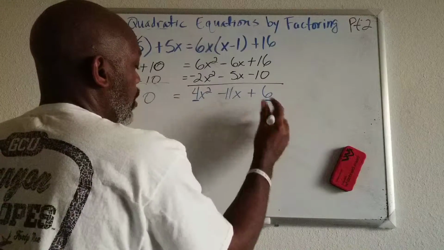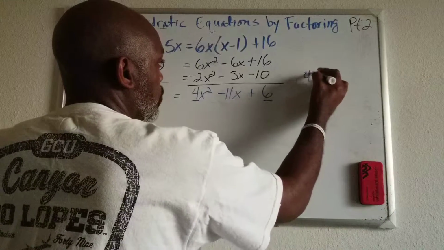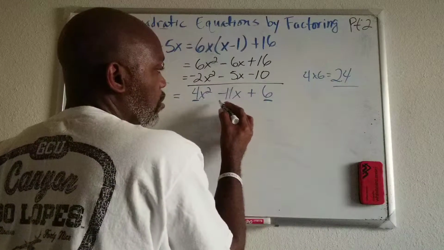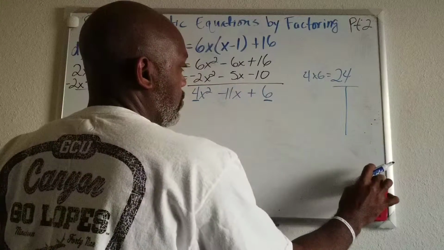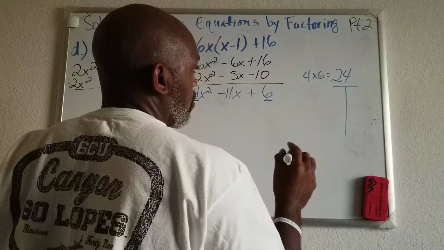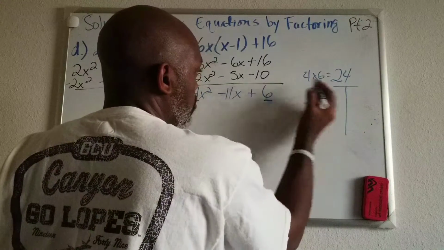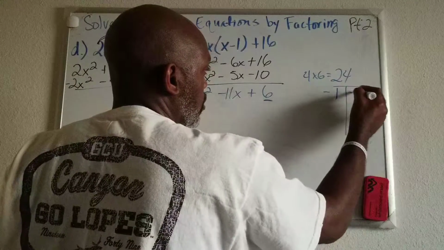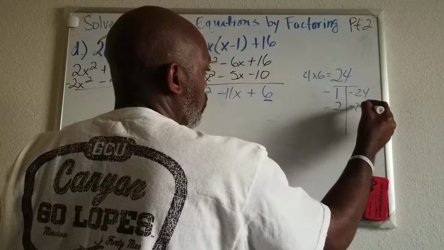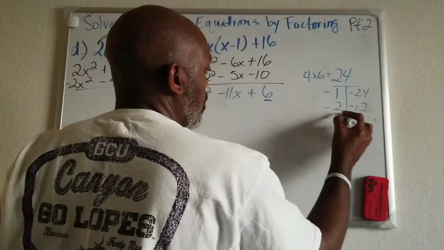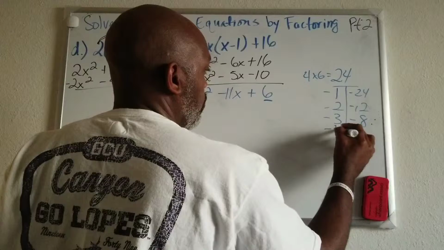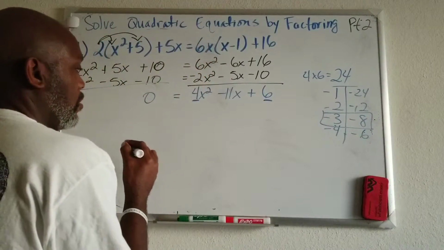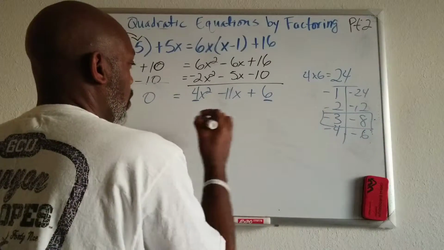Now we have to multiply 4 and 6. All right, 4 times 6 is 24. Find the factors of 24 that will equal negative 11. Now, both terms have to be negative because the middle term is negative and the last term is positive. So negative 1, negative 24, negative 2, negative 12, negative 3, negative 8, negative 4, negative 6. And as you can see, your middle term is going to be negative 3 and negative 8.